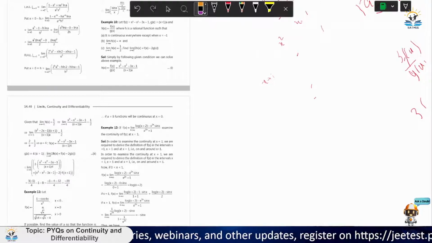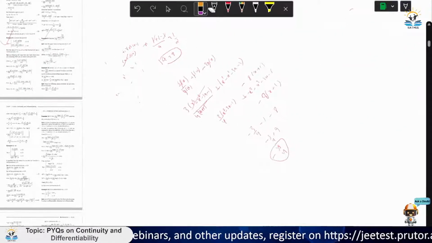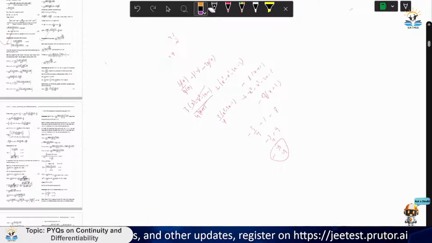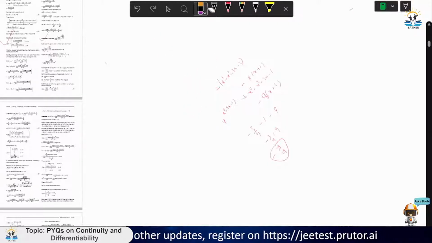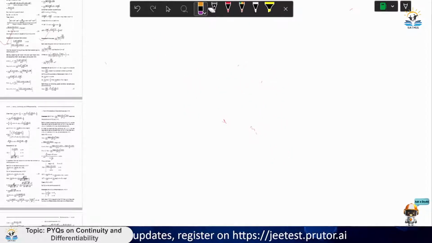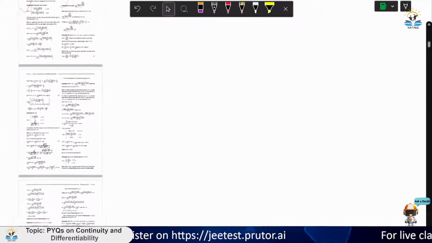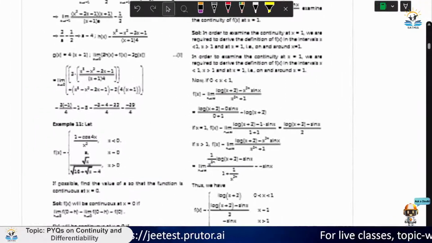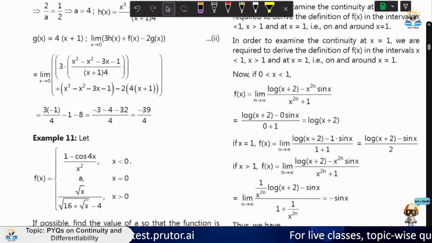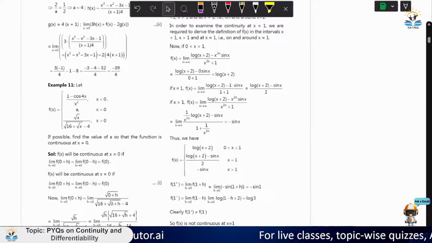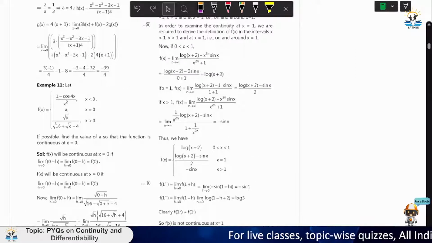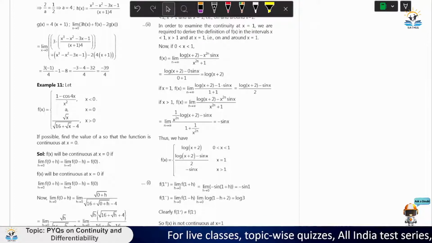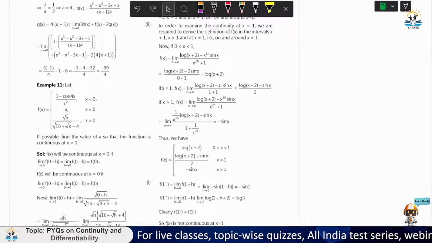Let me erase the solution. Okay. So now moving to the next question. We are already done with the 10th one. So let's move to the 11th. The question says f of x is given as a piecewise function where it is defined differently for different x. Now it has told us it is continuous at x.